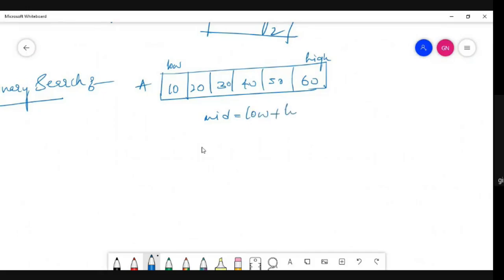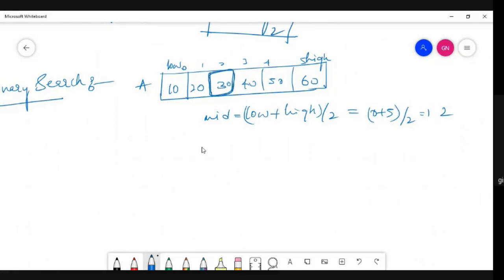It is low plus high by 2, right? What is low here? The indices are 0, 1, 2, 3, 4, and 5. So it is 0 plus 5 divided by 2, which is 2.5. The integer division is 2. Right? Now this is the mid position for me.